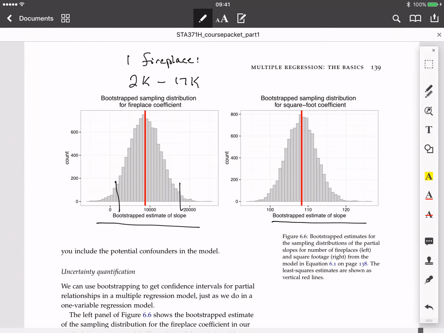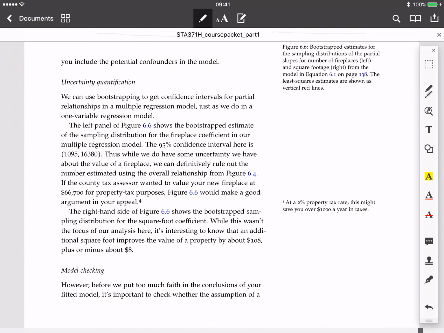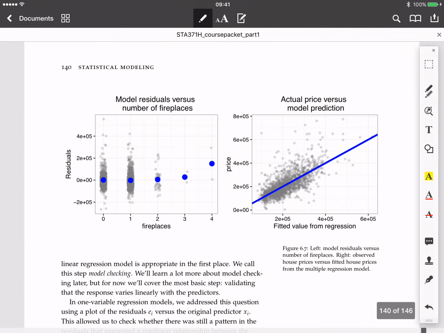So we always want to make sure we quantify uncertainty in regression models and don't just leave it as a point estimate, but actually give some kind of confidence interval for our estimates. The other thing that we want to do is make sure that we check the assumptions of our model before we put too much faith in their conclusions. And we remember that an important assumption here is linearity, that the response varies linearly with the predictors. And there's a couple of ways to check the assumption of linearity in a multiple regression model.